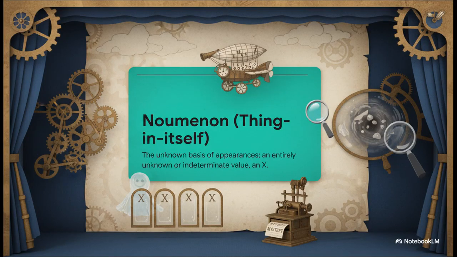Now, what's so crucial to get here is that this thing in itself, this noumenon, it's just a necessary placeholder. Kant felt he had to assume there was something out there causing our experiences, right? But he concluded we could never know what it is. It's just an x, a variable in an equation that we can never ever solve for. This, right here, is the ultimate ghost in the machine, a source of reality that we have to assume exists but can never actually know.